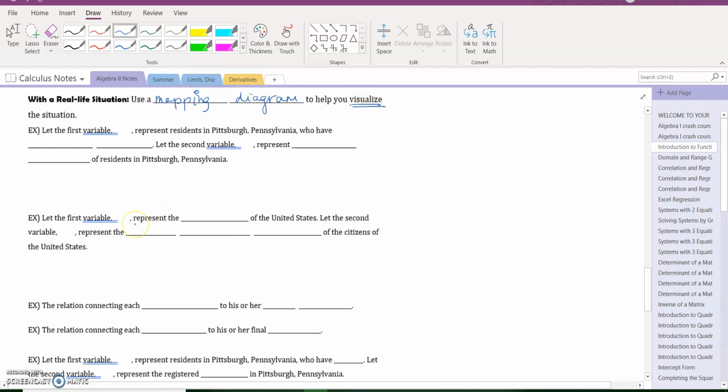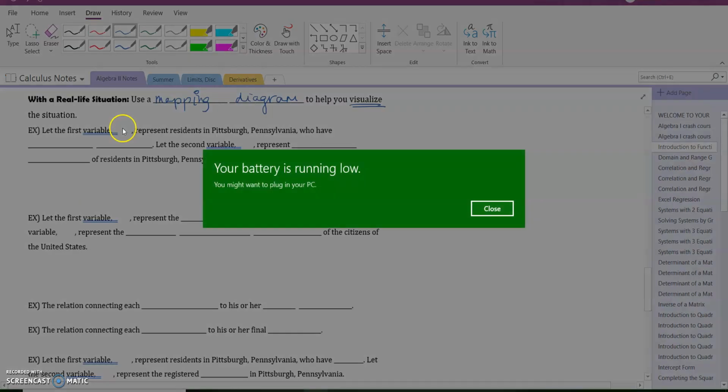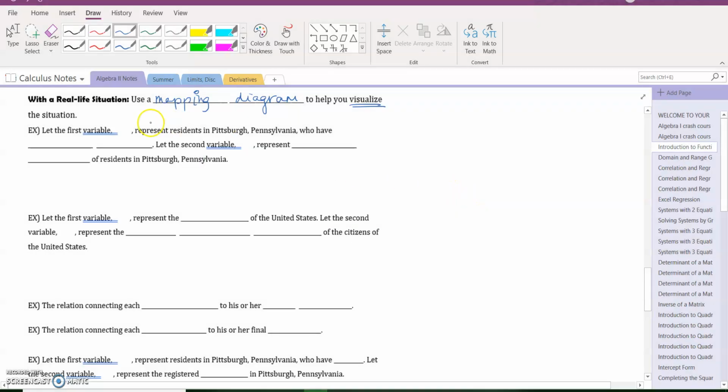So let's do 1 or 2 situations together here. And I'll show you how we can use a mapping diagram if you want. You don't have to. So we're going to let our first variable R. Now we're going to use different variables than X and Y because this is in context. So R is going to represent residents of my hometown and the best city in the USA, Pittsburgh, Pennsylvania, who have telephone service.